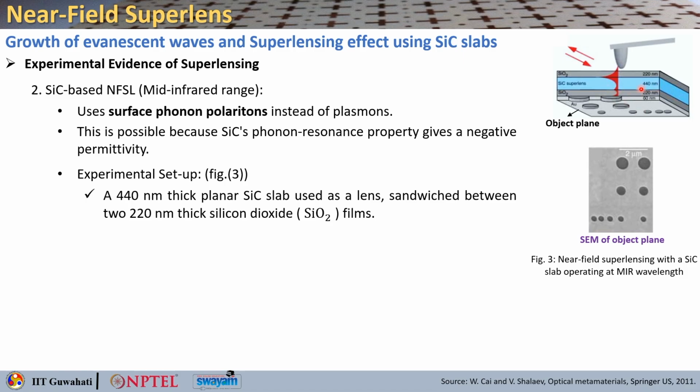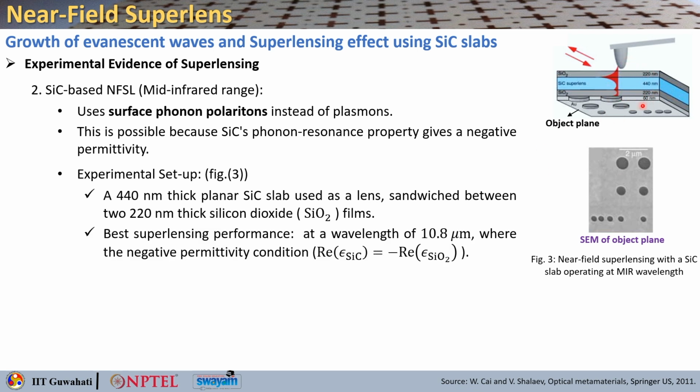So, this is the experimental setup. As you can see, a 440 nanometer thick planar silicon carbide slab was used as a lens, sandwiched between two 220 nanometer thick silicon dioxide films here and here, and then you have this object plane. This is the AFM image of the object plane which is being used, and this is the probe. Okay. So, the best superlensing performance was obtained at a wavelength of 10.8 micrometer, where you get the negative permittivity condition, that is, the real part of the permittivity of the silicon carbide was equal to the negative of the real part of the silicon dioxide permittivity.